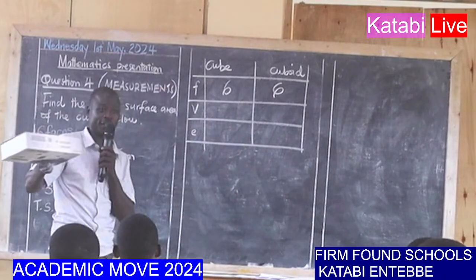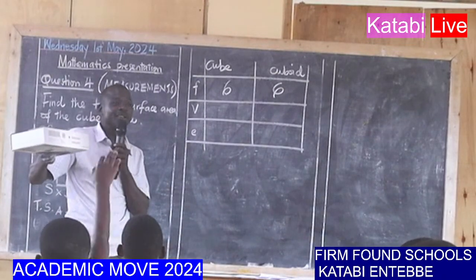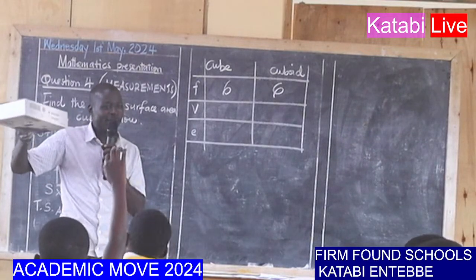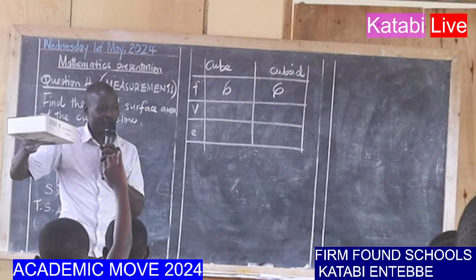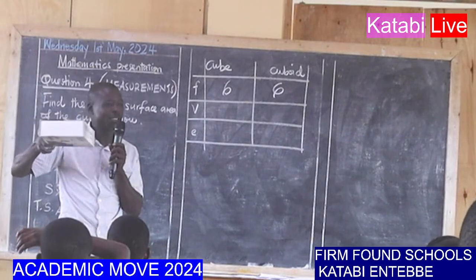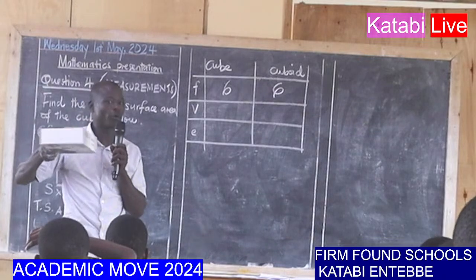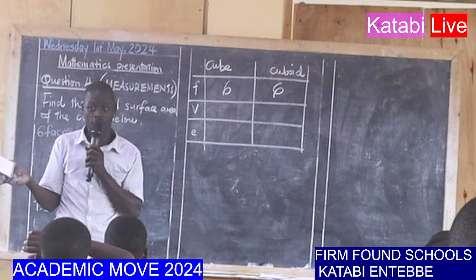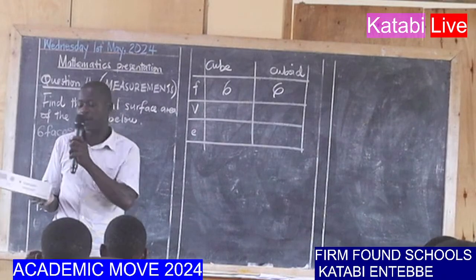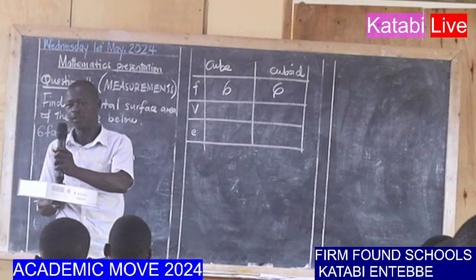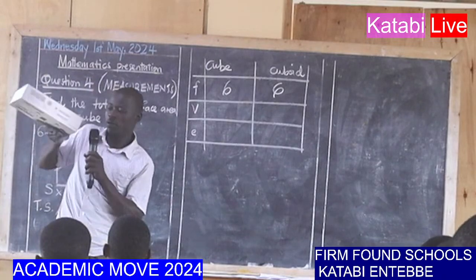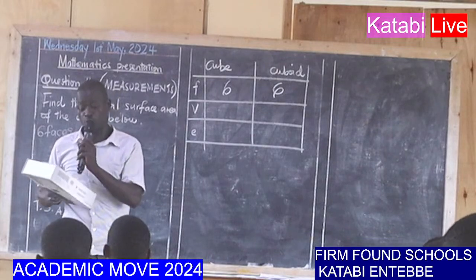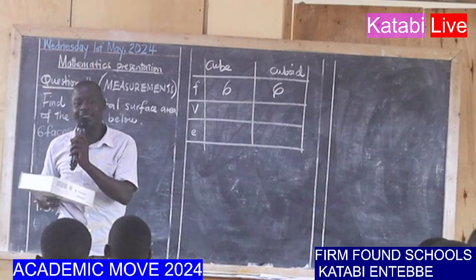This is a cuboid. A cube has the same properties as a cuboid, but it has all 6 faces in the form of a square. Meanwhile, this one is not. The upper face, this one. Is it the same as this one? No. But for a cube, the one on top is the same as the one on the side.